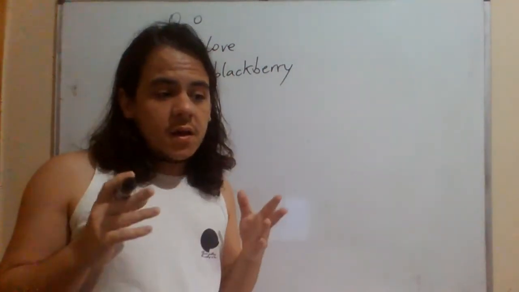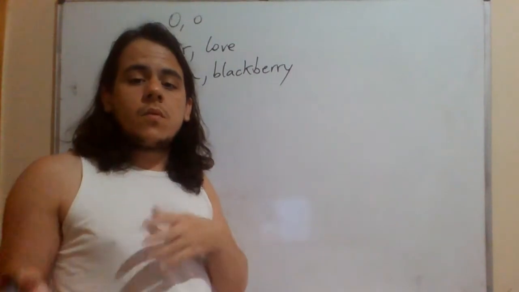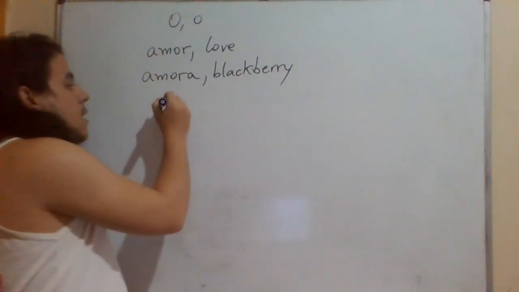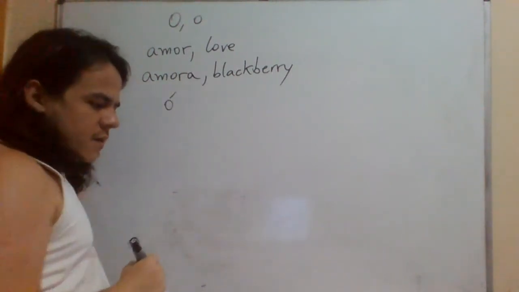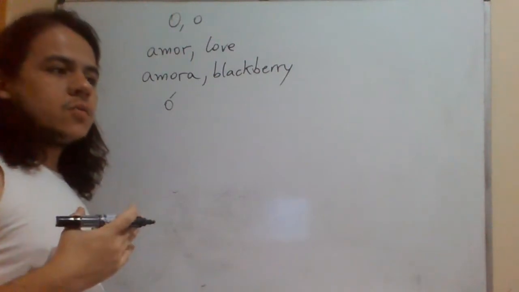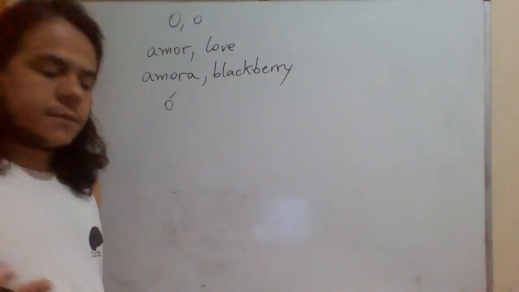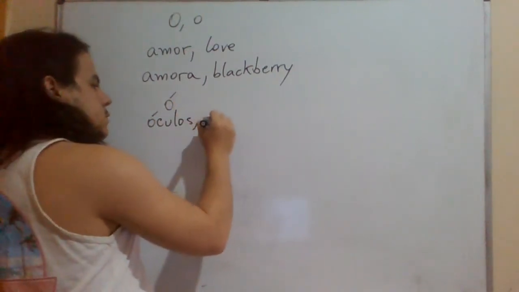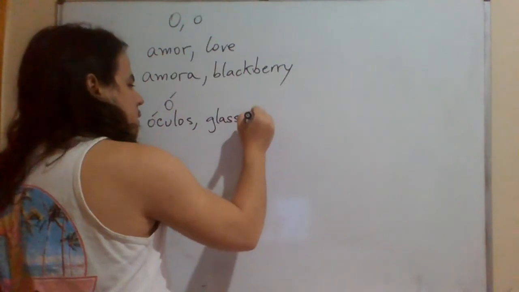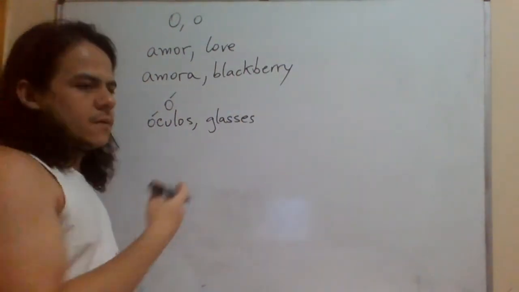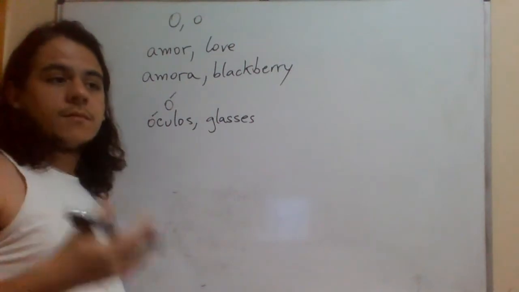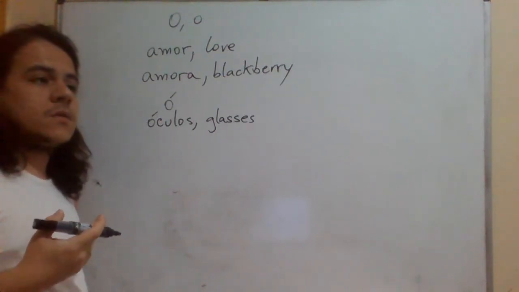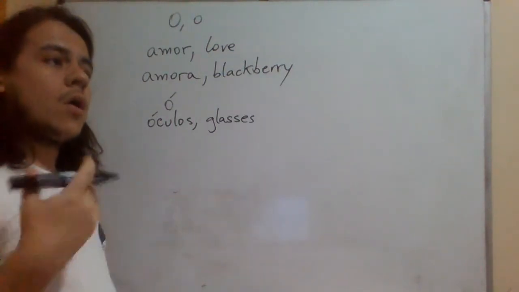However, sometimes it's easy to know what the correct sound is. So when letter O has an acute accent like this, the sound will always be open, O. For example, óculos. It means glasses. Glasses that you wear to see better. So here letter O with the acute accent, so it has this sound O, óculos.